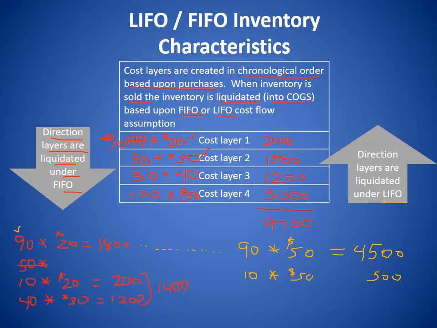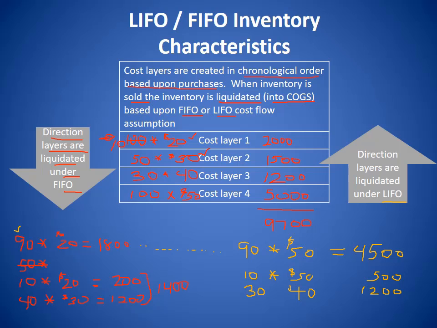Now we sold, as I said though, 50 units. So we've used 10 units from cost layer 4. Now we have to start going to cost layer 3. In this case, we have 30 units from cost layer 3, so it'll be 30 units times $40. That's a 4, a poor 4, but a 4. And that means the total liquidation in that layer is going to be $1,200.